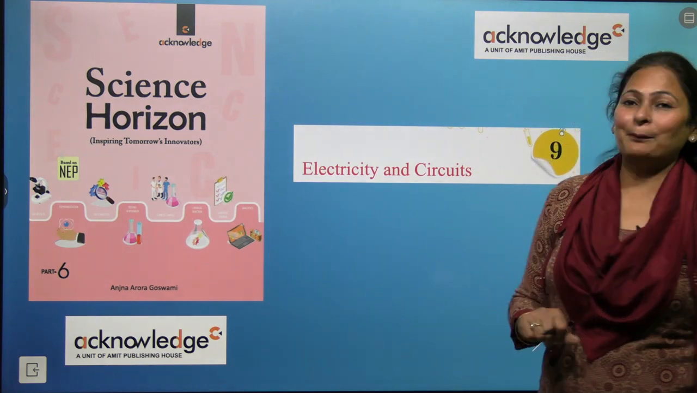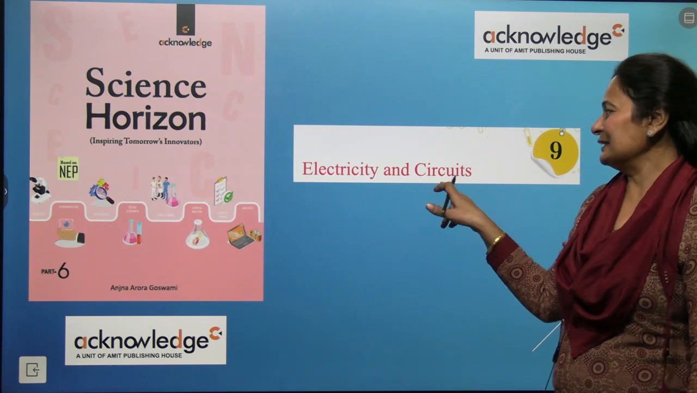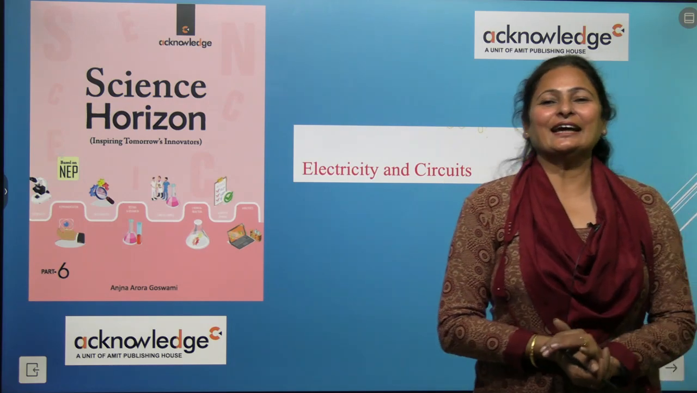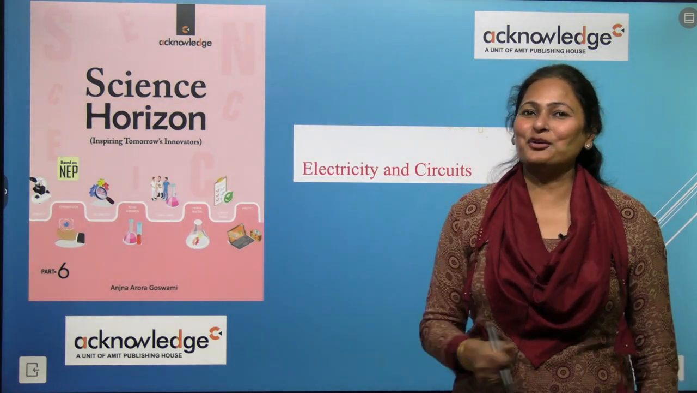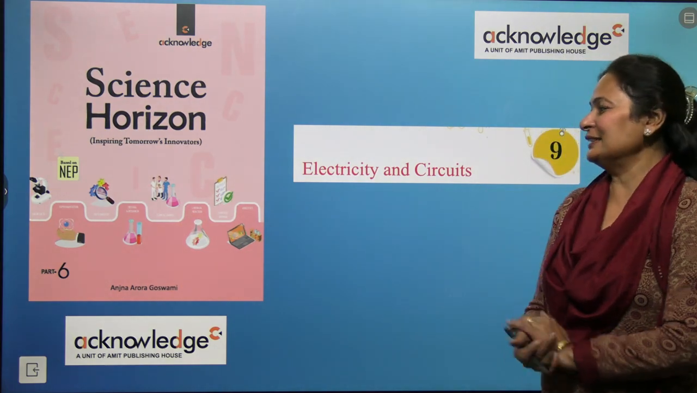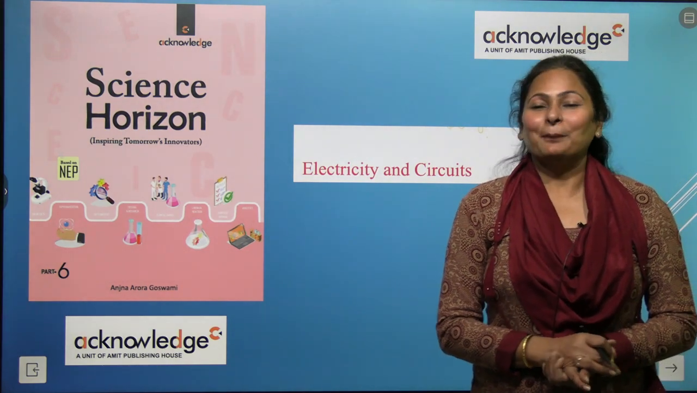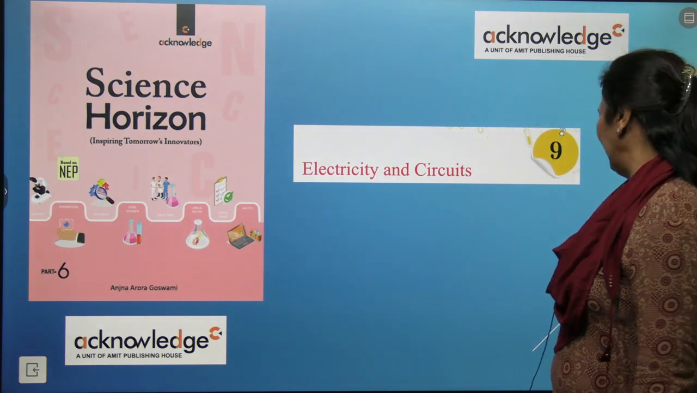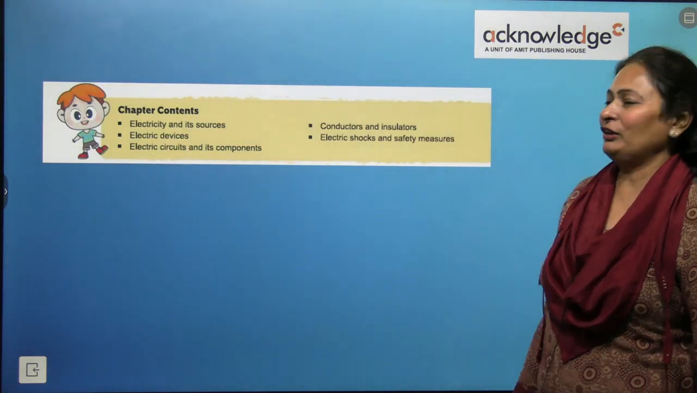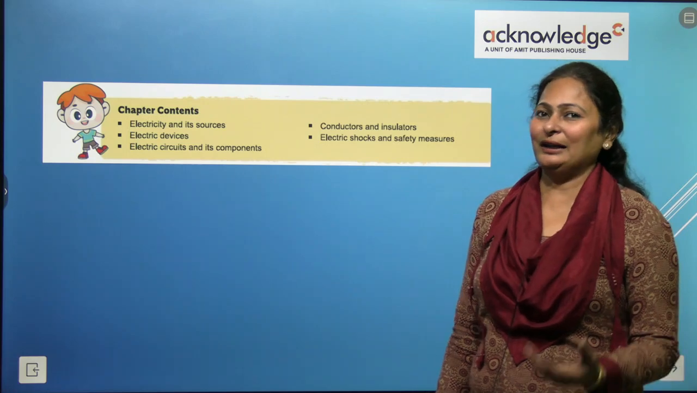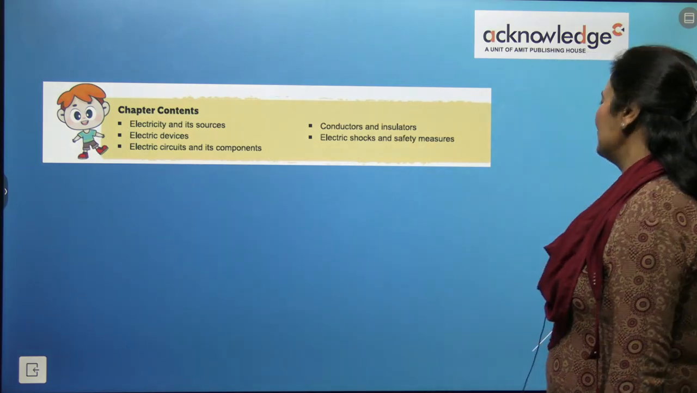The chapter number 9, which is electricity and circuit of your course book, Science Horizon, Grade 6, Acknowledge series by Amit Publishing House. So let's see what we are going to learn about electricity in this chapter.